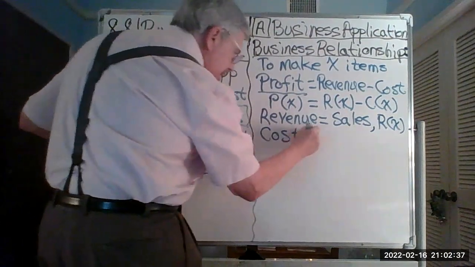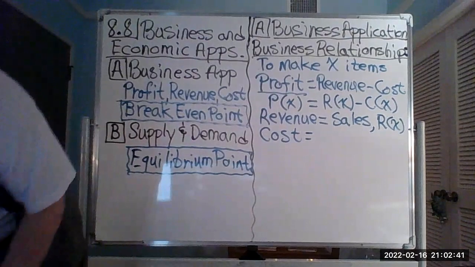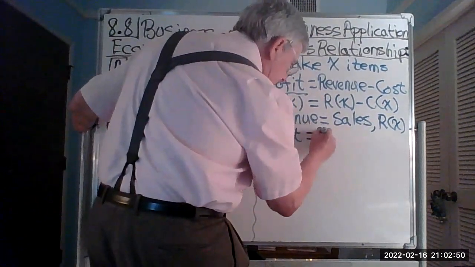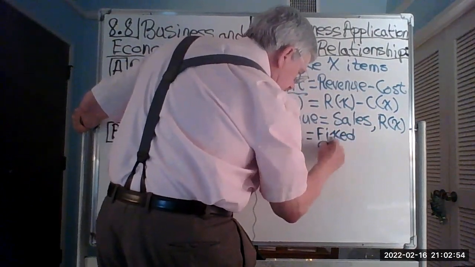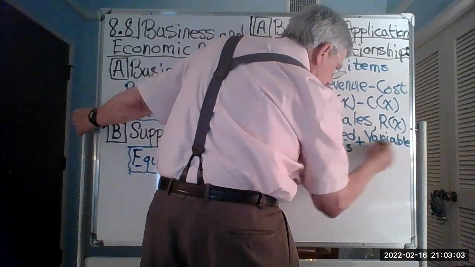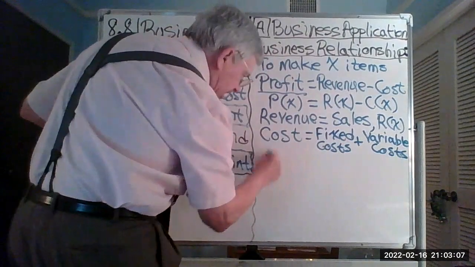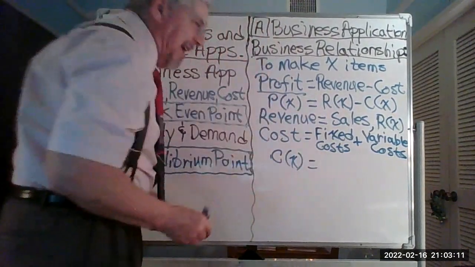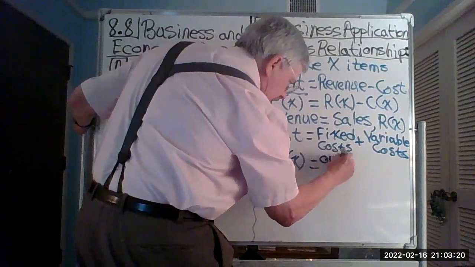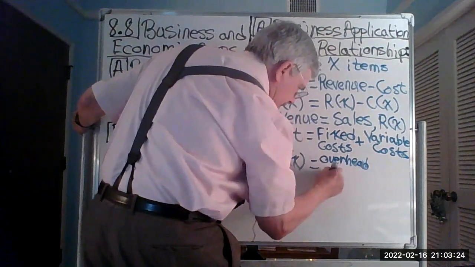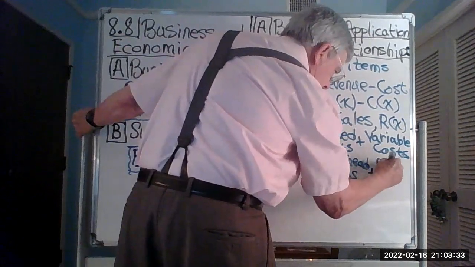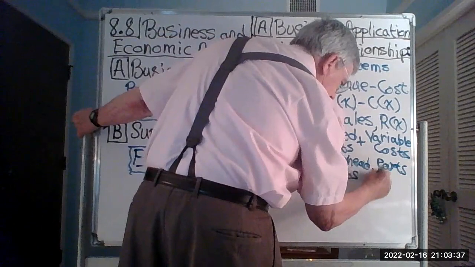We also have cost. And cost, you're going to have a bunch of different ways to figure cost, but we're going to keep it simple. Basically, it's fixed cost plus variable cost. And this is going to be C as a function of X. Fixed costs are things like all of your overhead, electricity, water, things like that. Where typically variable costs are like parts and labor.